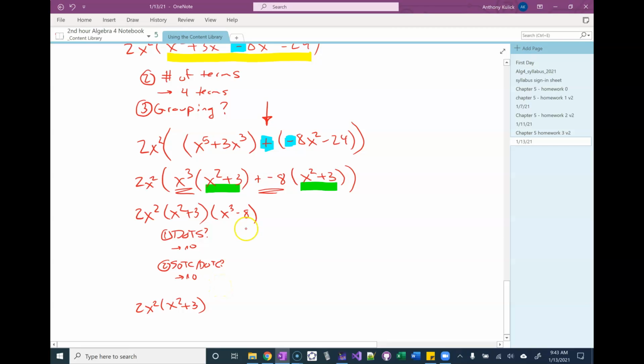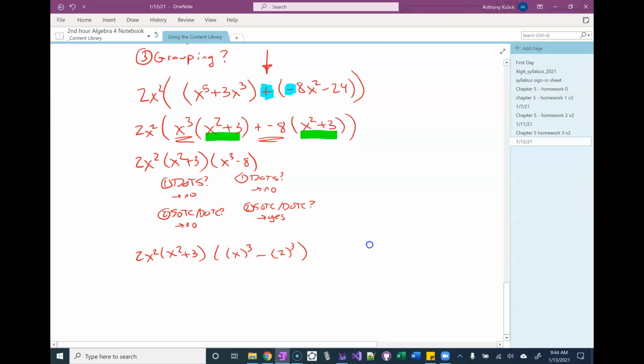Now we'll do the same set of questions on the x cubed minus 8. Is that a difference of 2 squares? No. Is it a sum of 2 cubes or difference of 2 cubes? Well, certainly looks like it might be, right? Since it has an x to the third. So let's try to do that. So clearly we can write x cubed as x to the third. And then we need to rewrite 8 as something to the third. Well, I know 2 times 2 is 4, and 4 times 2 is 8. So 2 to the third has to be the same thing as 8. So this is a difference of 2 cubes.